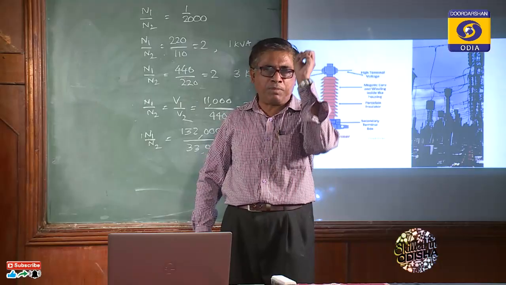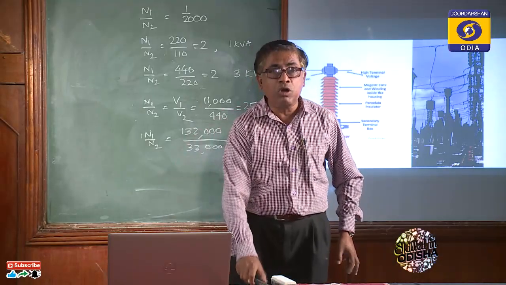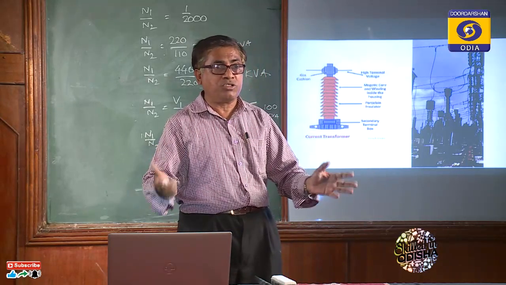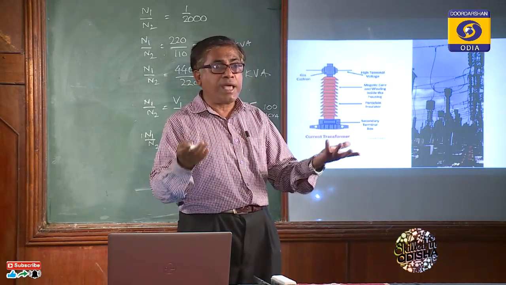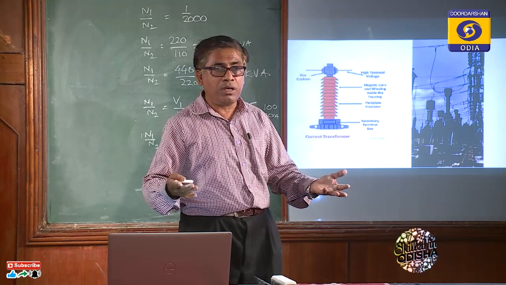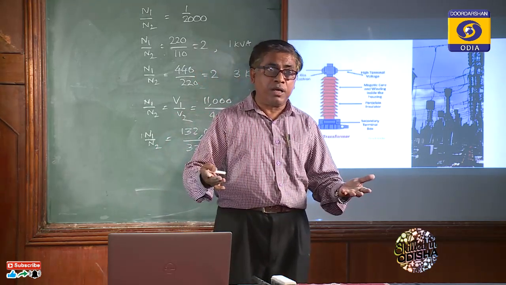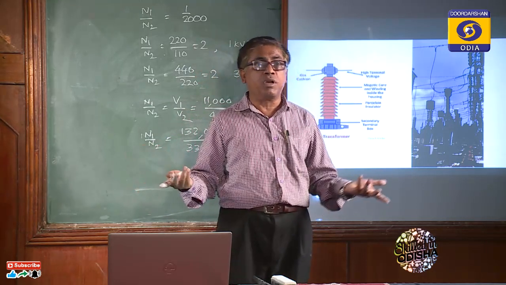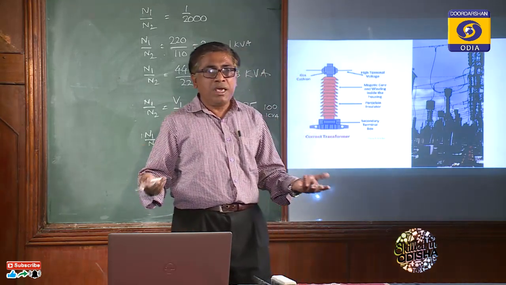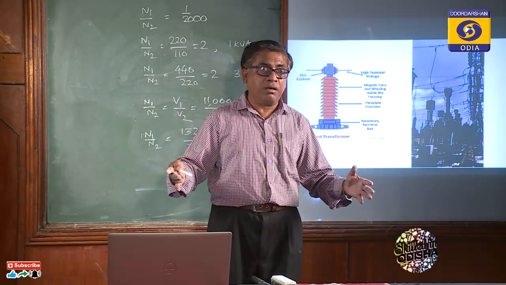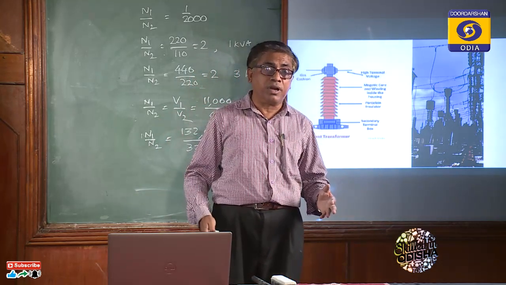So you have to take the help of the current transformer. You have seen in the laboratory, what is the range of the ammeter? 0 to 5 ampere, 0 to 1 ampere, 0 to 2 ampere, 0 to 20 ampere, maximum 0 to 25 ampere. Again it is not possible to construct an ammeter to measure such a high value of current.